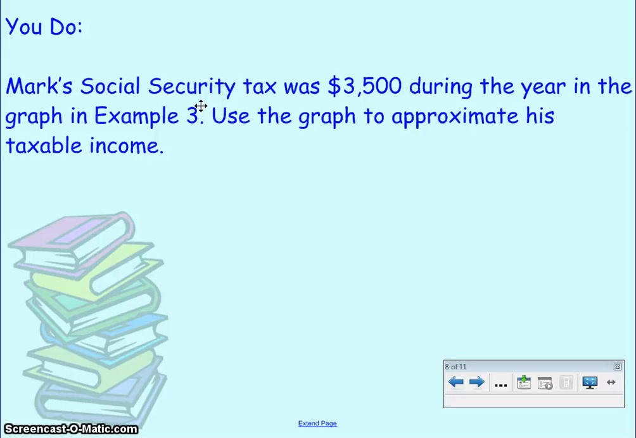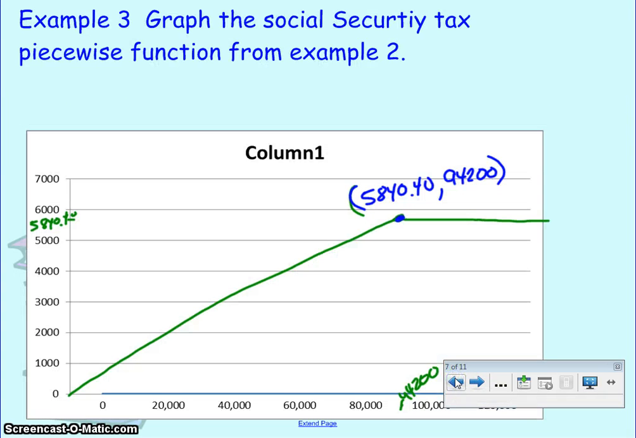All right, let's take a look at it. And it says here that Mark's Social Security was $3,500. So going back to the graph, $3,500 falls about right there. And it's saying use this graph to approximate how much he earned. Well, at that $3,500, if we just come out here on the graph, where it hits is about right there. And I'm a little bit off on that.